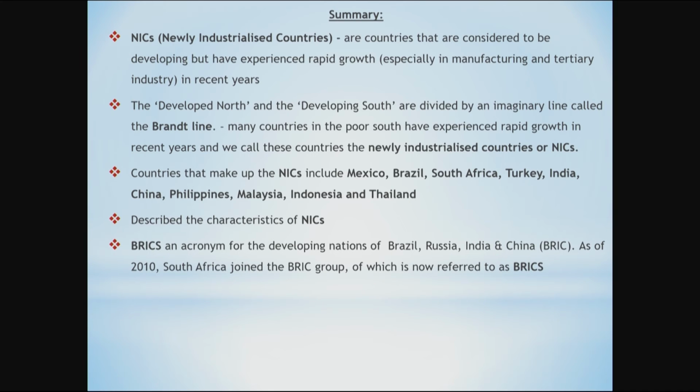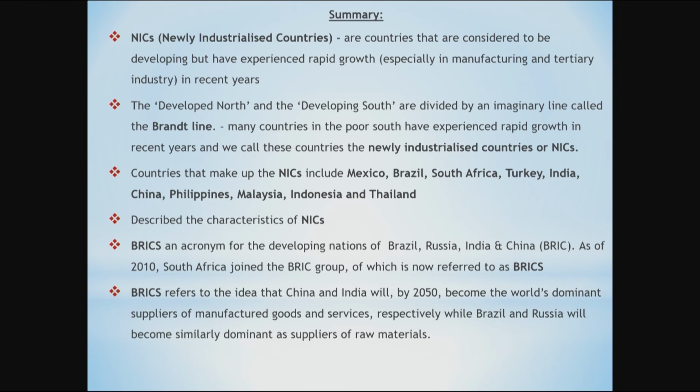Next, we learned that BRICS is an acronym for the developing nations of Brazil, Russia, India, and China, originally BRIC. And as of 2010, South Africa joined the BRIC group, which is now referred to as BRICS. BRICS also refers to the idea that China and India will, by 2050, become the world's dominant suppliers of manufactured goods and services, respectively, while Brazil and Russia will become similarly dominant as suppliers of raw material.